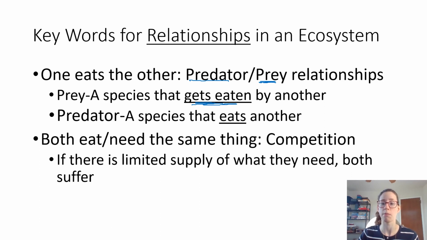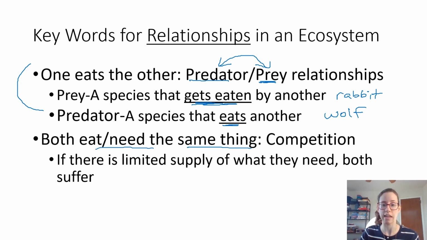So if I'm talking about a rabbit as a prey animal, then the predator would have to be something like a wolf. The predator is something that eats the prey. That's one type of relationship, predator and prey. But we can also have relationships where two things both need or eat the same thing, and then they compete.